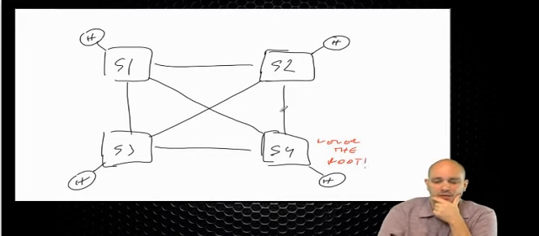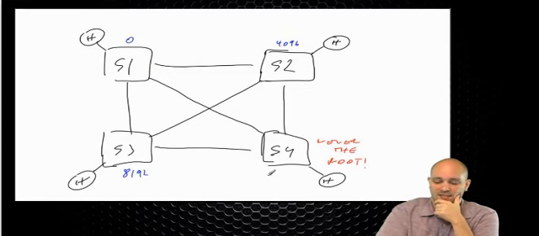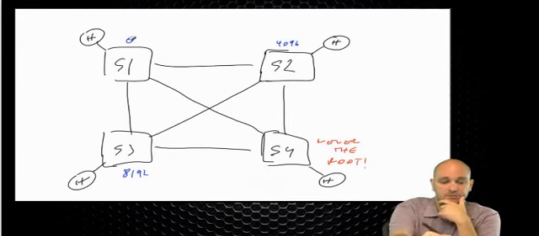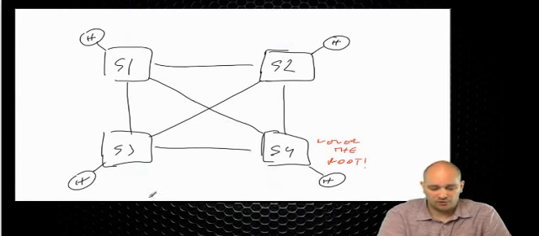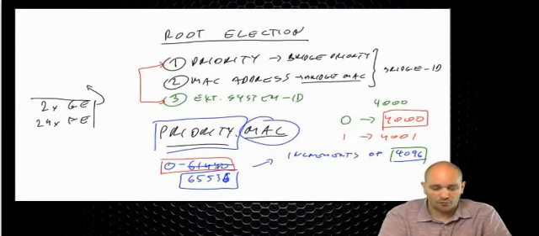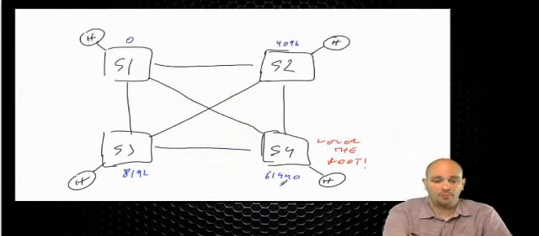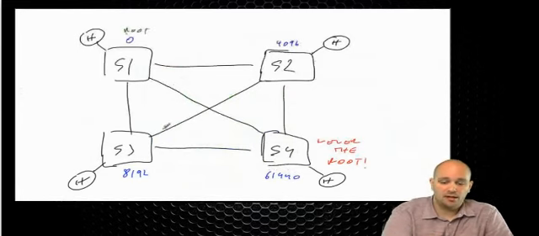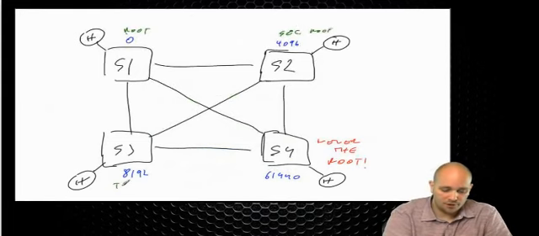Well, one possible solution is set the priority on, let's say, switch 1 to 0. Let's set to 4096 on this one. Let's set to 8192 on this one. And let's set it to whatever the maximum is. What was that maximum value that we had? It was 61,440. So this one here is 61,440. And effectively, this will be the root, this will be the secondary root, this will be a ternary root.